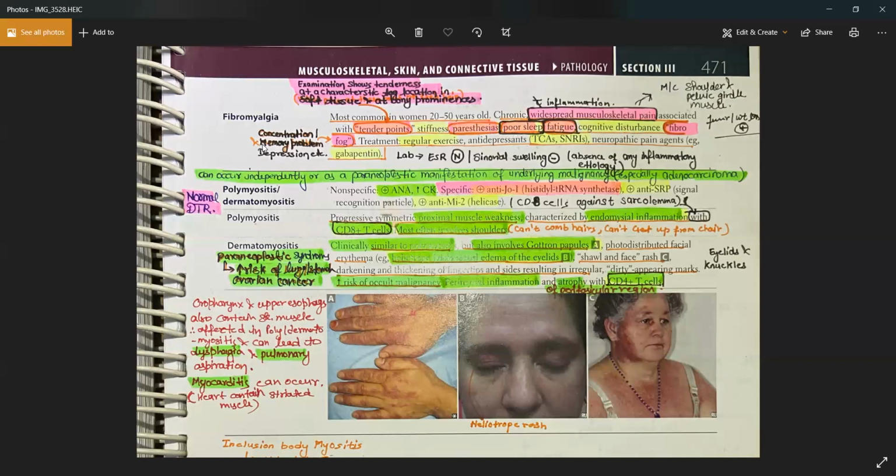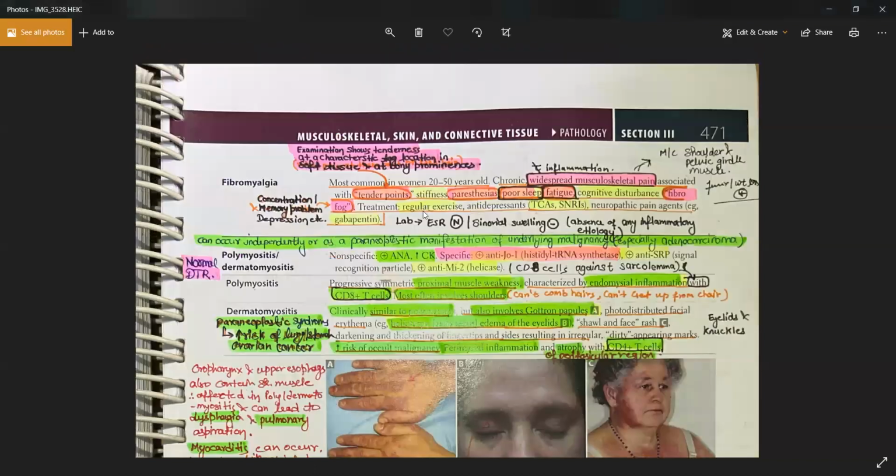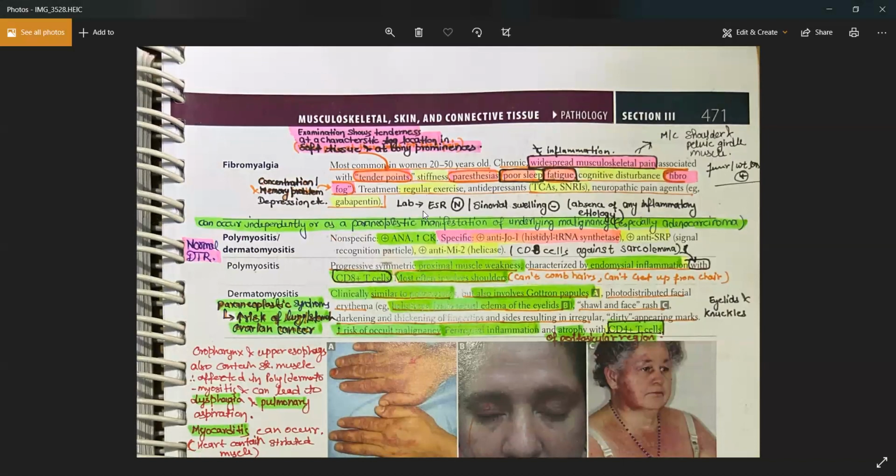So a patient having depression, poor memory, sleep problems, now this proximal muscle pain and stiffness, that means they're talking about fibromyalgia. They can ask you about the lab values. Please note the ESR would be normal. Any kind of inflammatory etiology is absent, right? It is not an inflammatory etiology. Without inflammation, you will be having all these symptoms, right? So that's about fibromyalgia.